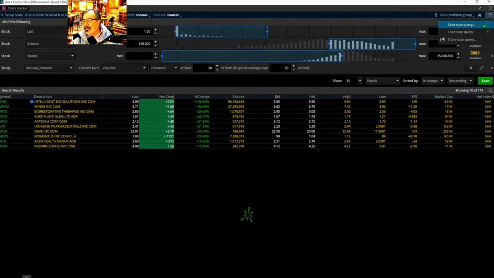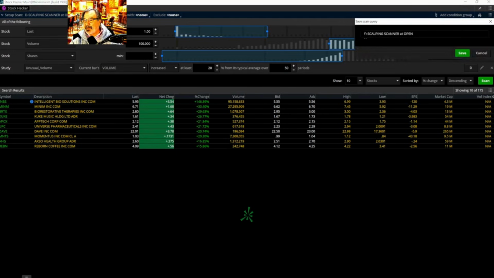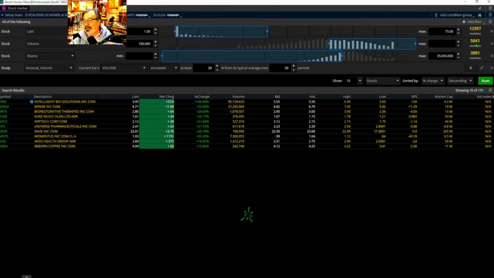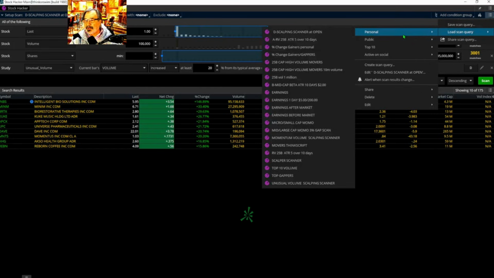So if you're saving, this is going to pop up, the one that I have open here. You just press save, you name it and just press save. And then it'll be back up here again to load. It'll be over here now under your personal.